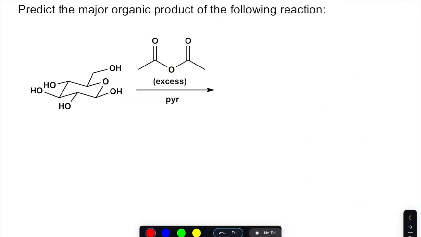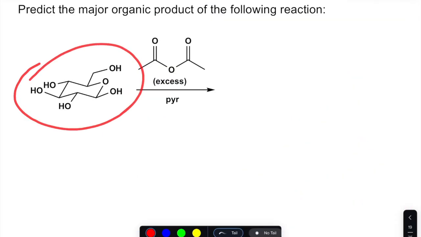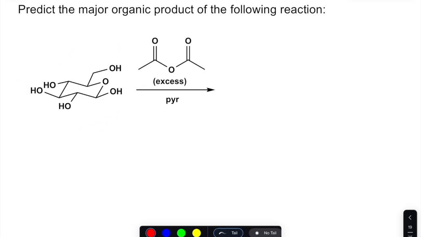Okay, for this problem, we are adding a sugar. In this case, this is actually glucose to acetic anhydride, and we're using a large excess of it with a sacrificial base. In this case, we're using pyridine to help with our proton shuttling. We're asked to find the major product of this reaction.